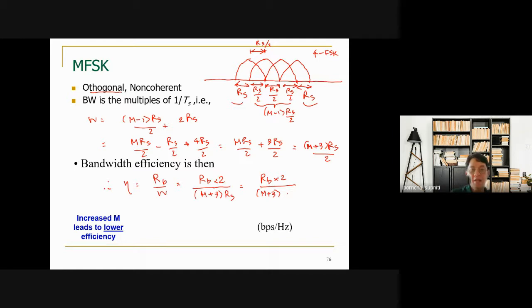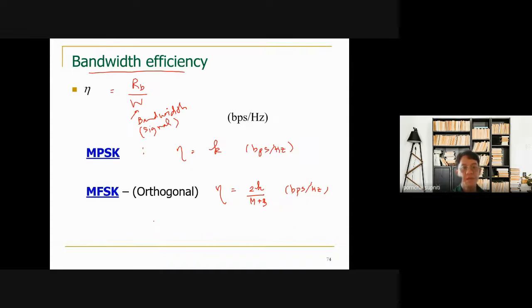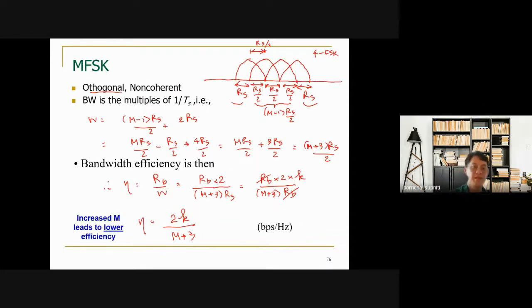But RS is RB over K. So this is RB and K goes to the top, so they cancel out. So what I have is 2K over M plus 3. Let me take a look whether it's right on the previous page. 2K over M plus 3. Okay, same thing. So that's the difference between these two types of PSK and MFSK and FSK.